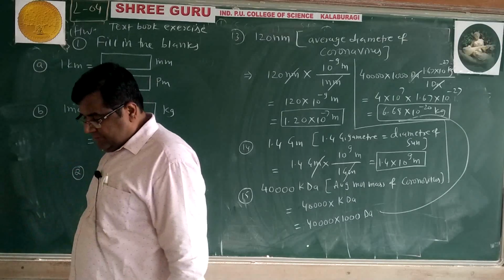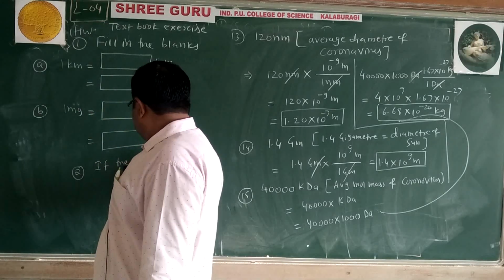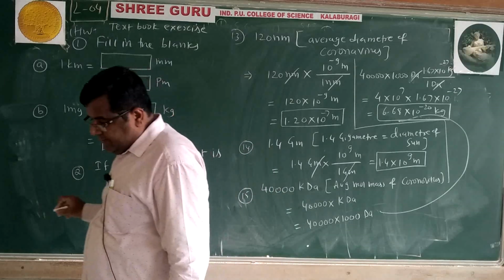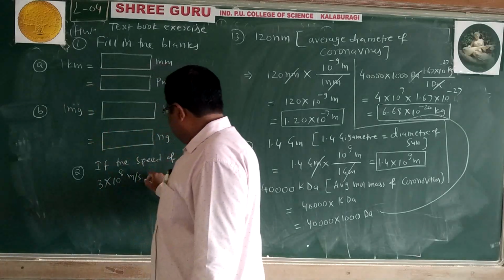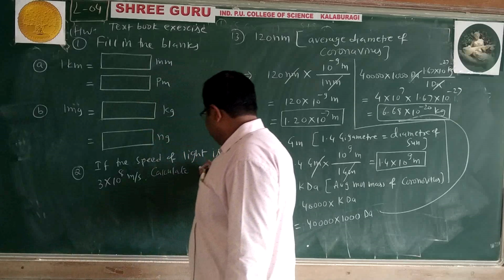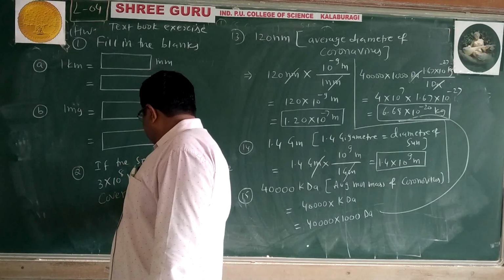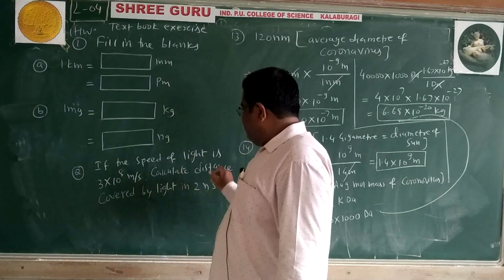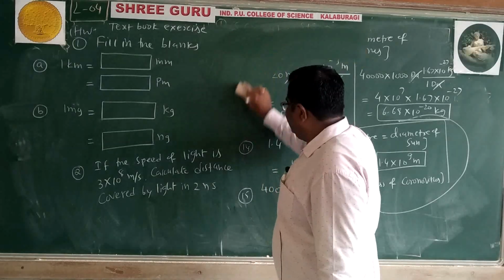See this one. This also from exercise only. Let's see how you solve this. If the speed of light is 3 into 10 raised to 8 meter per second, calculate distance covered by light in 2 nanoseconds. This is the second question. This is also homework for you.